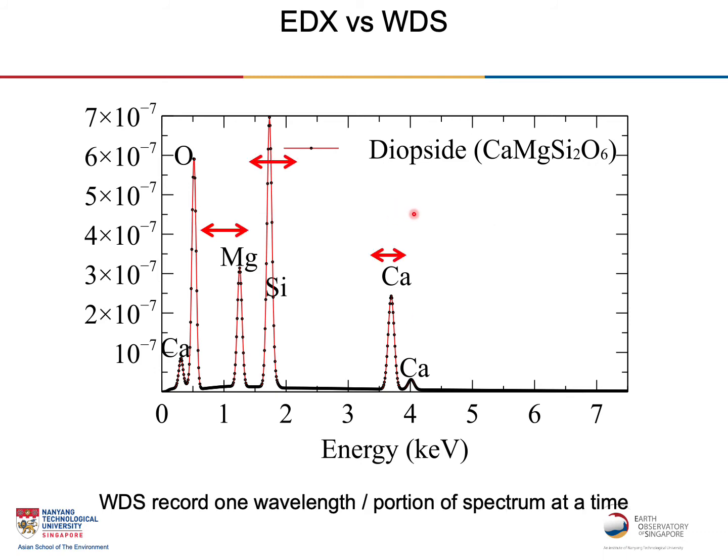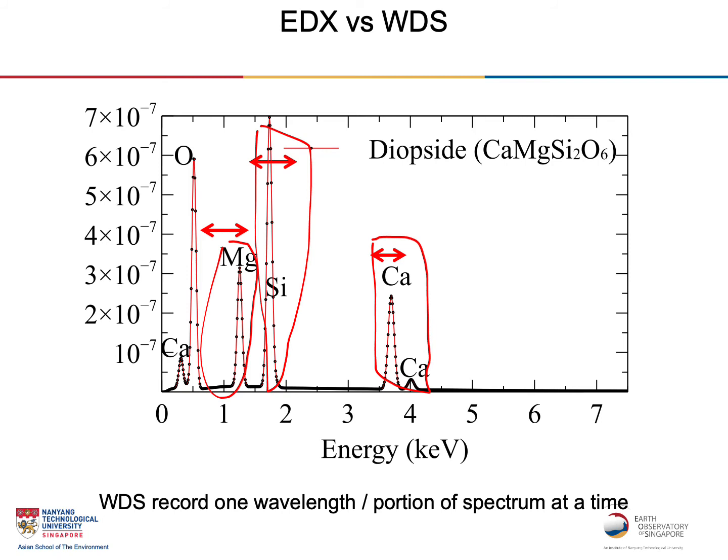On the other hand, in the WDS, only a certain window of the spectrum is detected. For example, you have one spectrometer optimized for calcium, another optimized for silicon, and another optimized for magnesium. How that works is that the WDS uses a crystal that diffracts certain wavelengths that meet the criteria of the diffraction. What's the benefit of this? Why do people use this? We'll go over that in the next couple of slides.